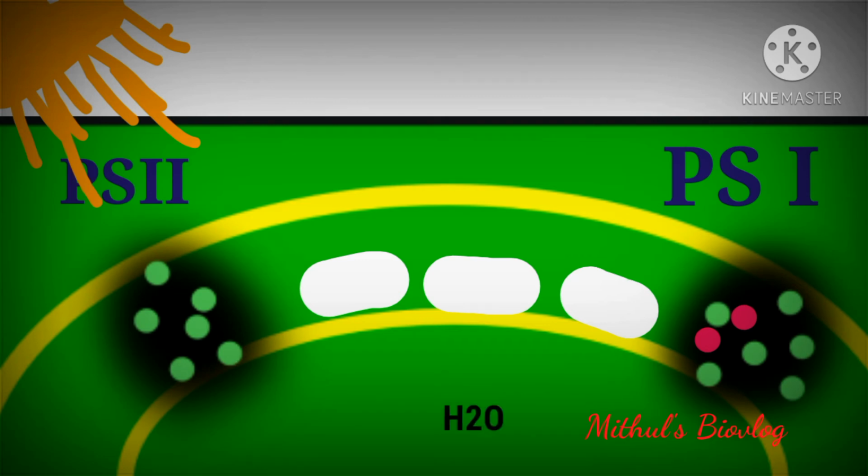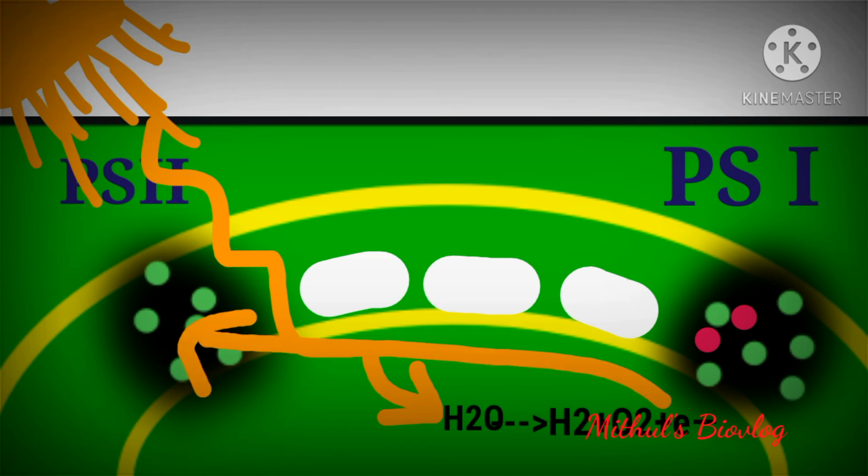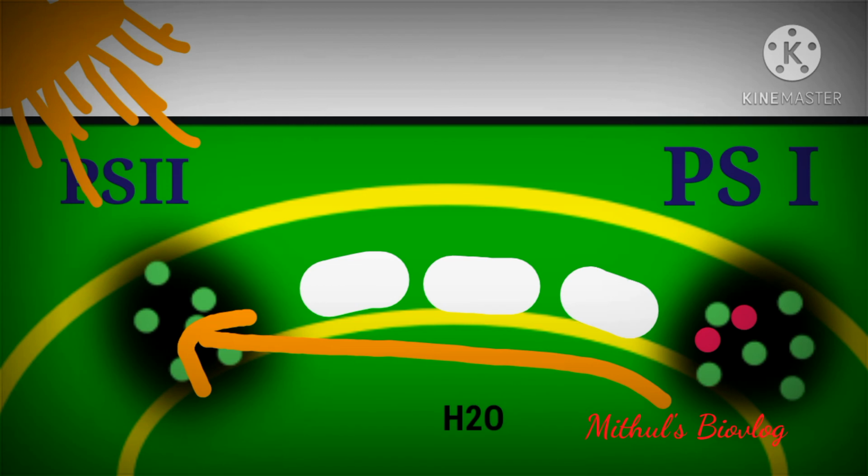The role of water molecules. The water molecules in the lumen of the thylakoid get split with the help of solar energy. With the help of sunlight, these water molecules split and form hydrogen and oxygen, and an electron is released. This electron is transferred to photosystem 2, and in this way there is always an electron present in photosystem 2 to carry out the light reaction.